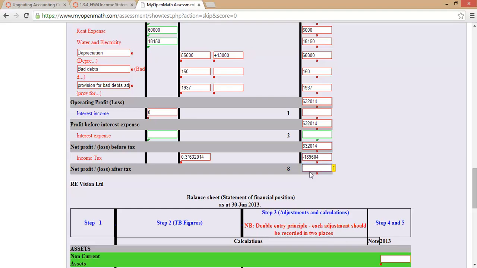and we can finally calculate our net profit, which is going to be the net profit before tax minus the tax. It gives me my final net profit 442,410. Right, so what do we do with this net profit?